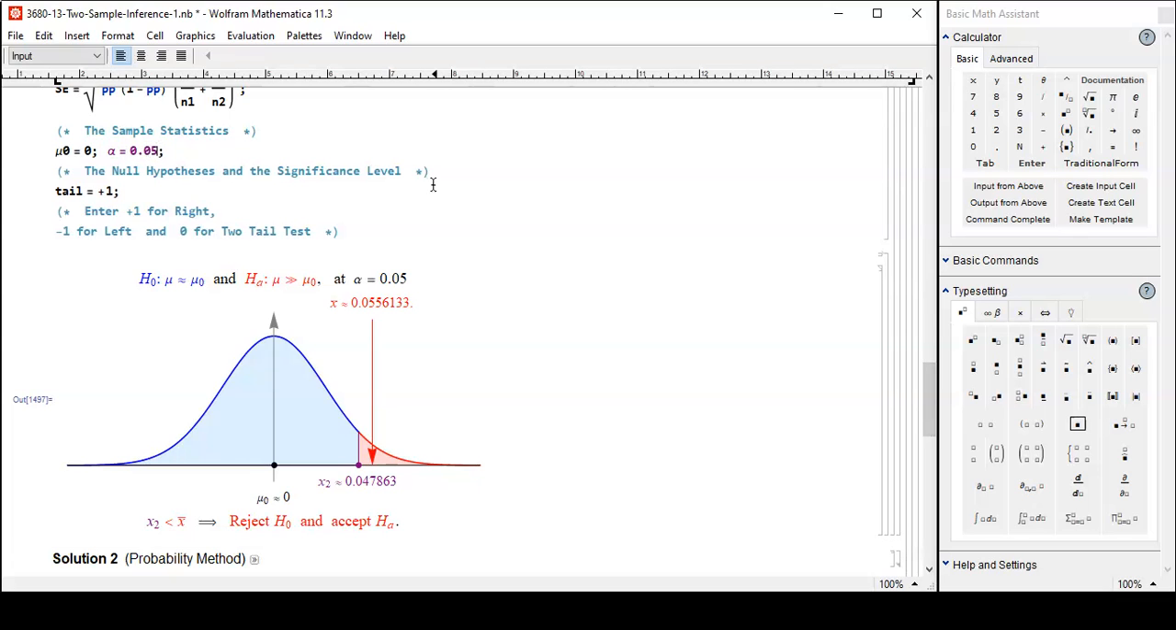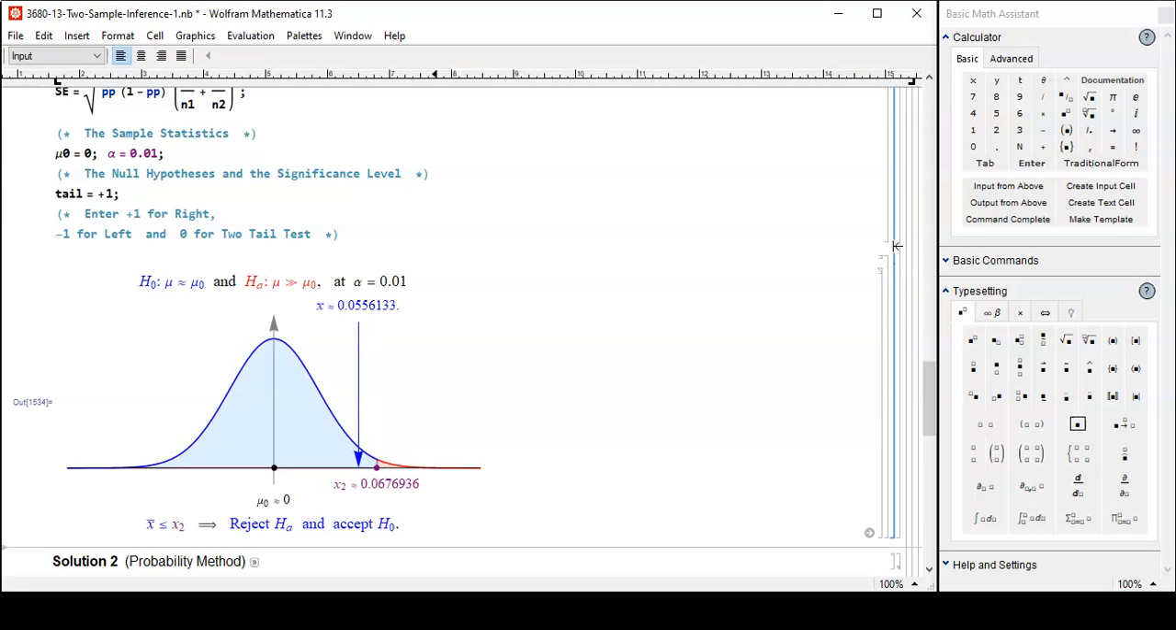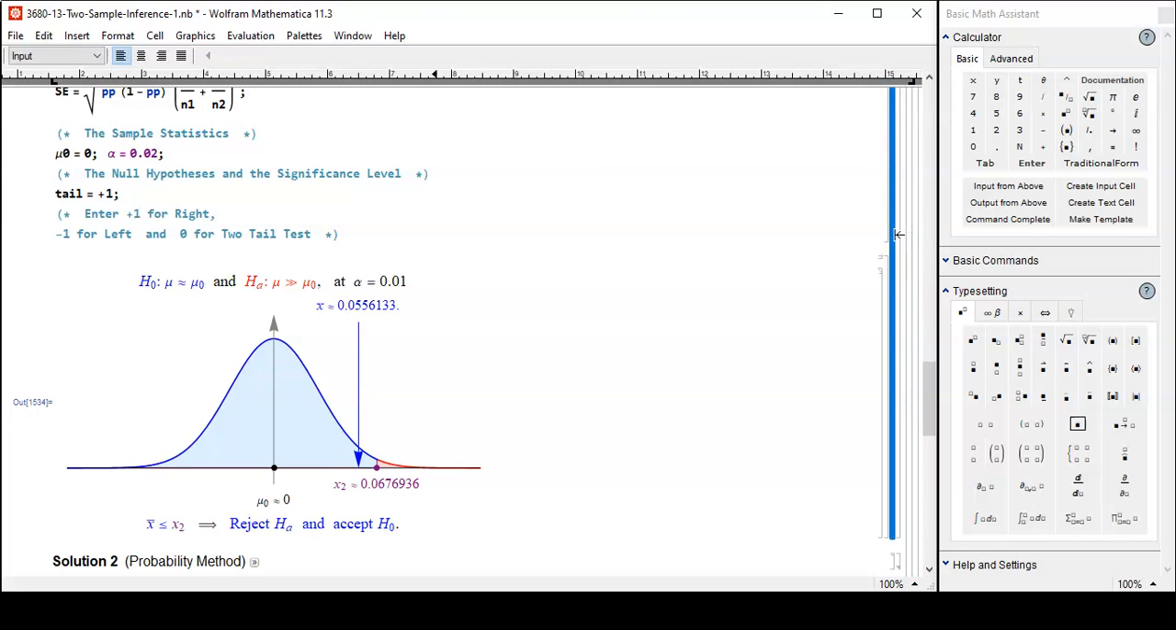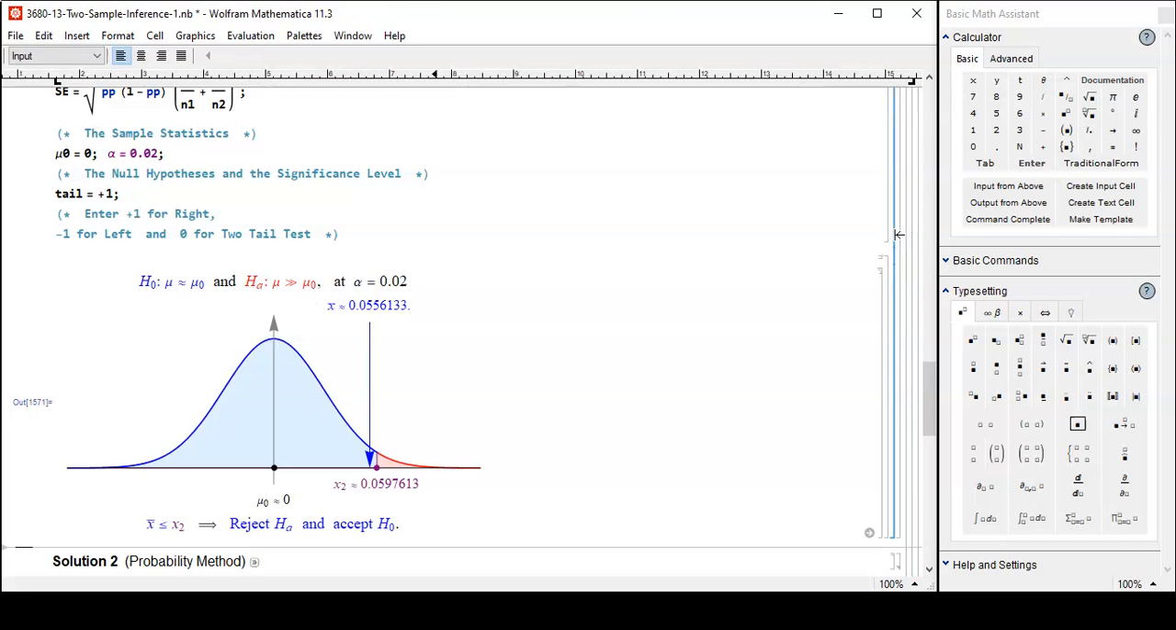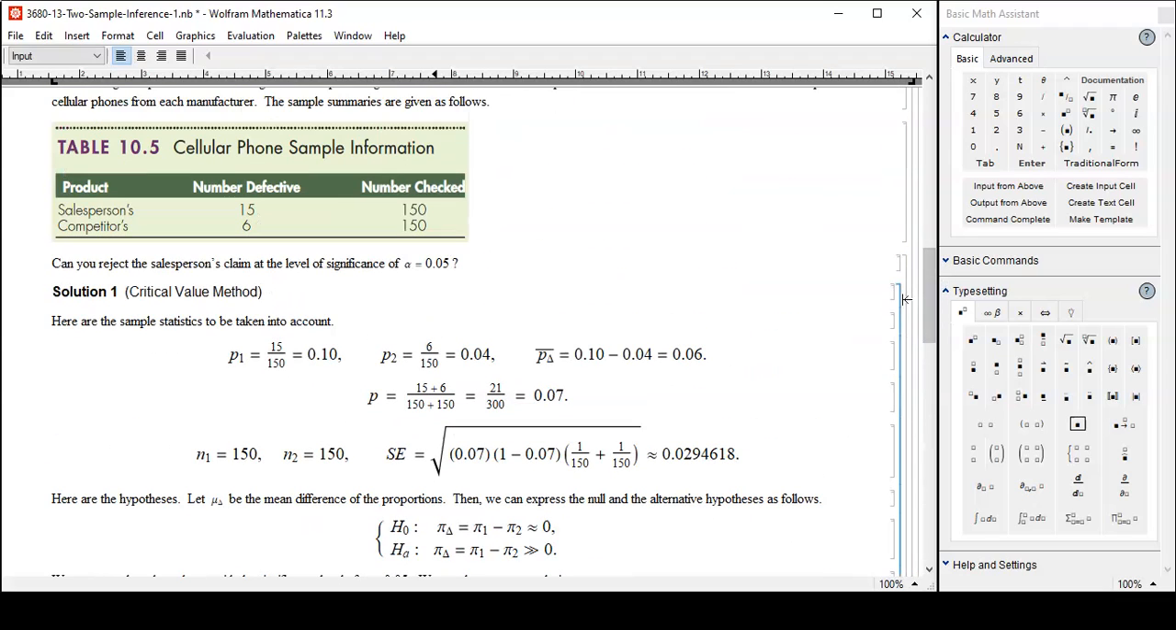But of course, if I change the problem a little bit, change the alpha value to something smaller, then this red region has to become smaller. So the critical value here will retreat a little bit further or advance a little bit further, depending upon how you're looking at it. And the conclusion may change, and indeed it did. If I change alpha to 2%, what do we have? You can play with this kind of thing.